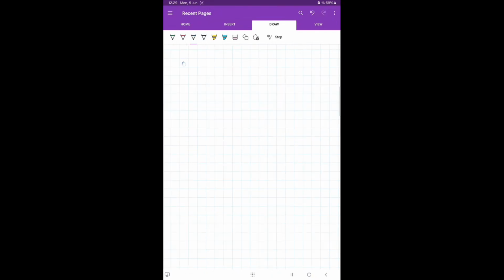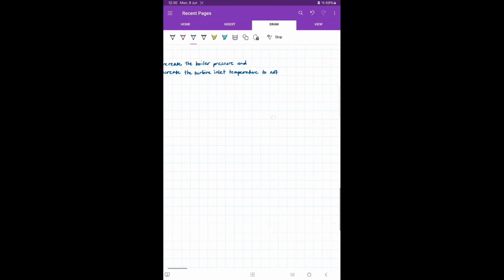So let's write down what we want to do. We want to increase the boiler pressure and increase the turbine inlet temperature to not more than 620 degrees Celsius.